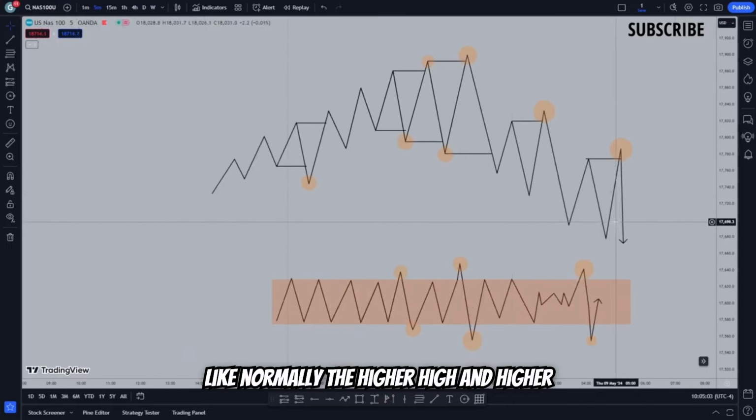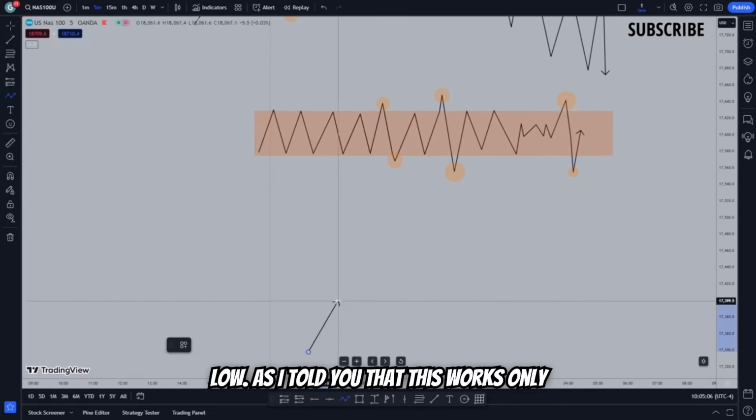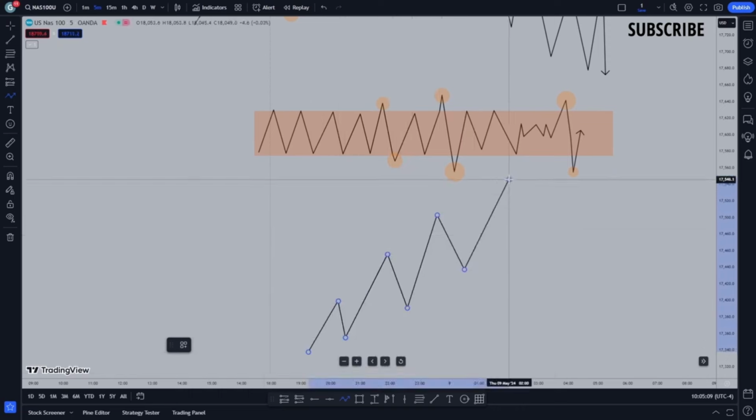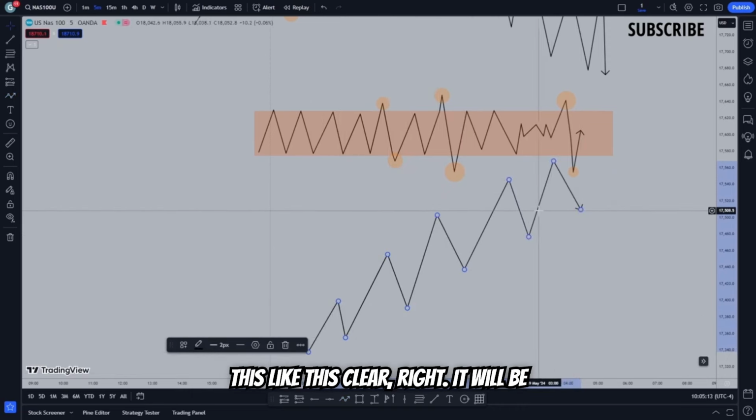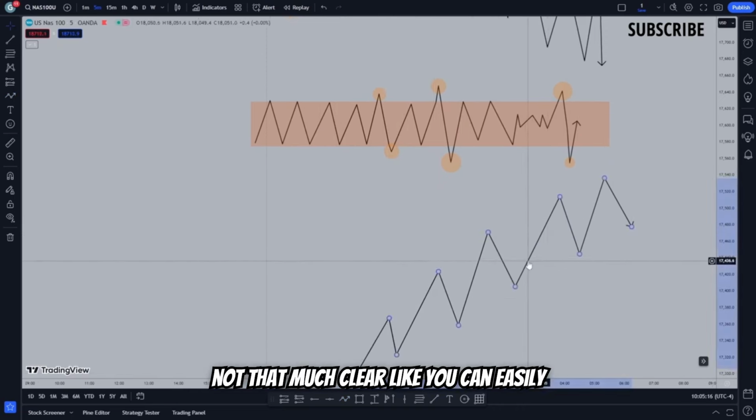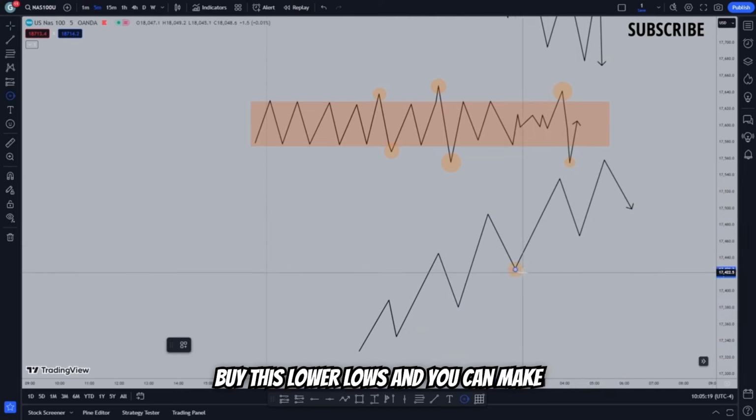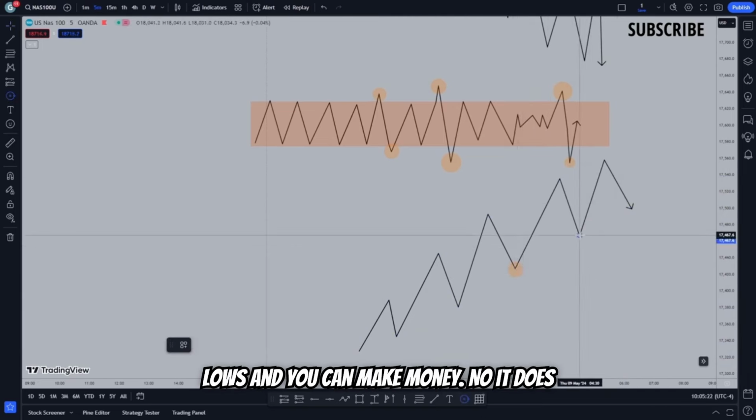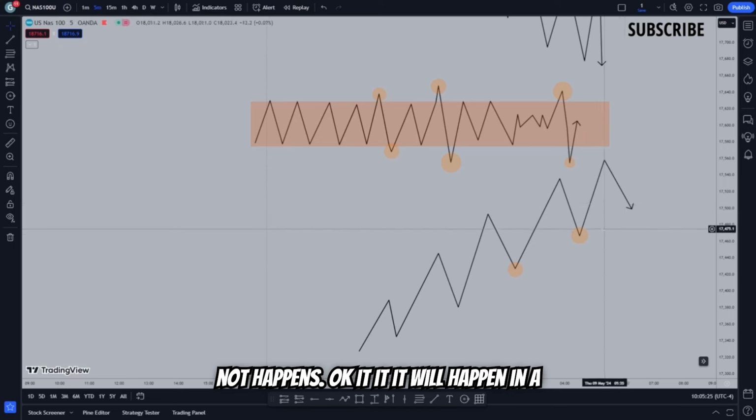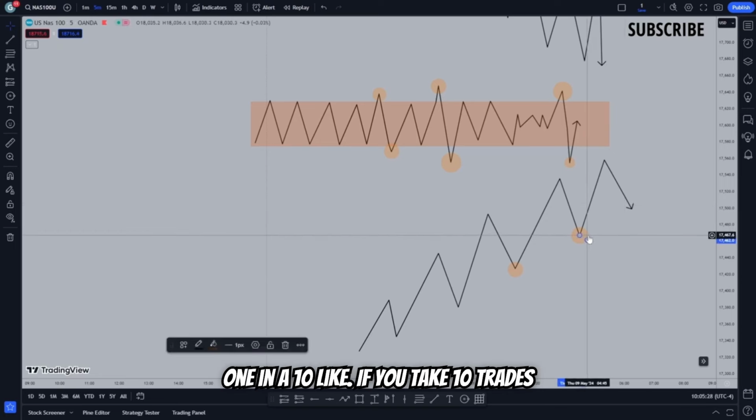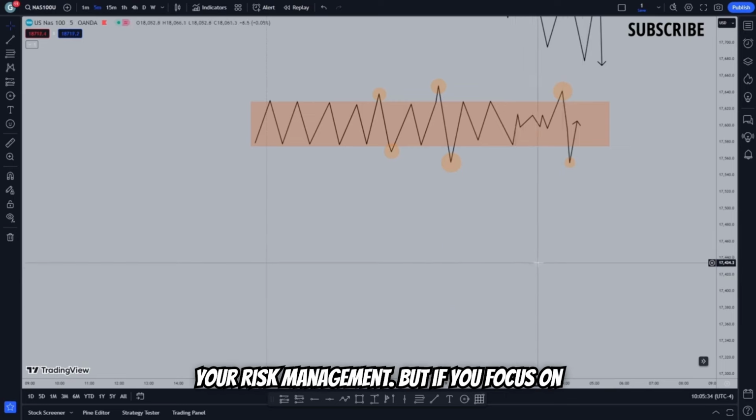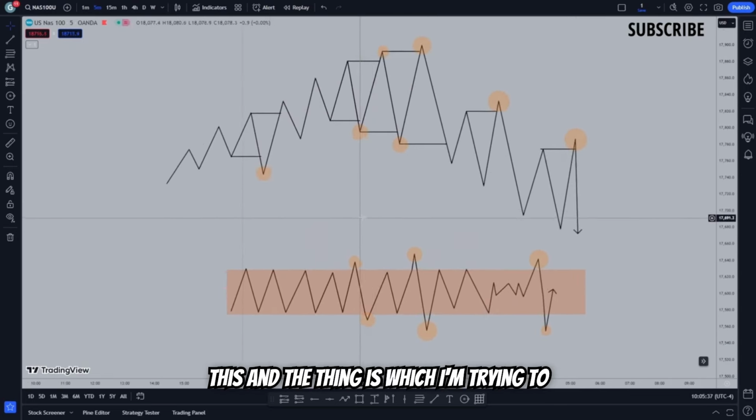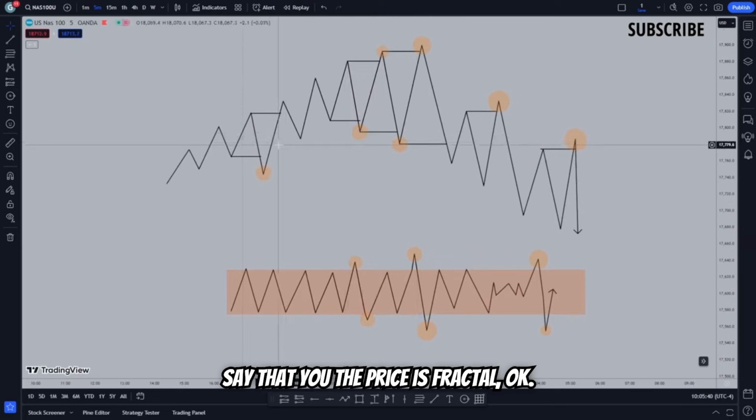The other one is the normal structure, the higher high and higher low, which as I told you works only 10% of the time, and the market will not be that clear. It's not like you can easily buy these lower lows and make money. No, it does not happen. It will happen 1 in 10 times. If you take 10 trades, you will get one trade like this. So that's why this is not good for your risk management. But the thing I'm trying to say is that price is fractal.